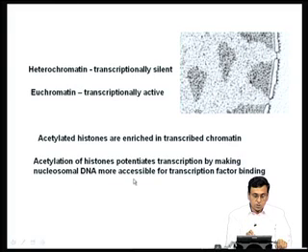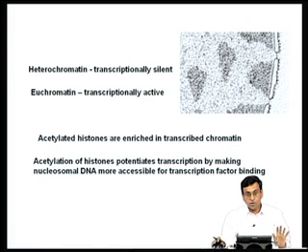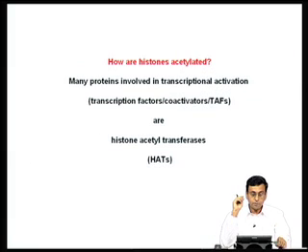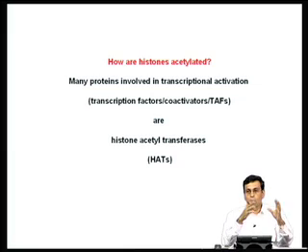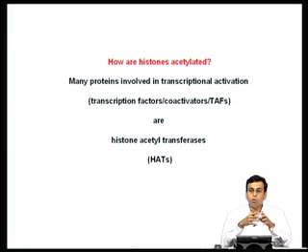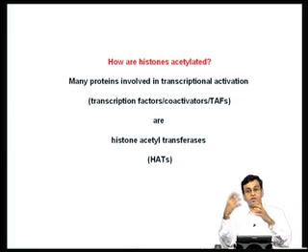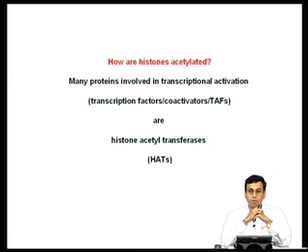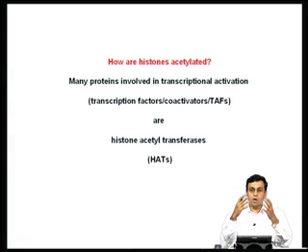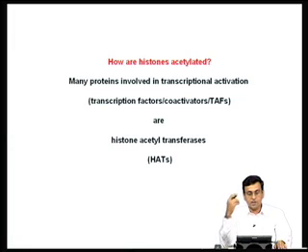So, acetylation of histones somehow potentiates transcription by making nucleosomal DNA more accessible for transcription factor binding. These were some of the important outcomes that came from the study of acetylation of histones. So, now the question comes, okay, you found that histones exist as acetylated proteins, and acetylated histones are present in the euchromatin regions in the nuclei, but then what are the proteins or enzymes which add this acetyl group to histones? So, you need to identify the mechanism by which histones are getting acetylated.